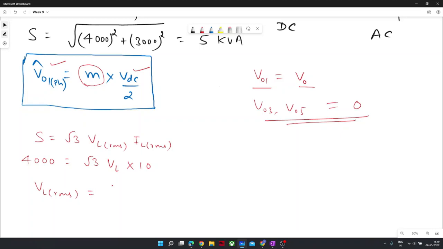4000 divided by root 3 into 10. So that is 230.94. Oh, sorry, it was 5,000. So now this value will change. 5,000 by root 3 into 10. So that will come out to be 288.67.